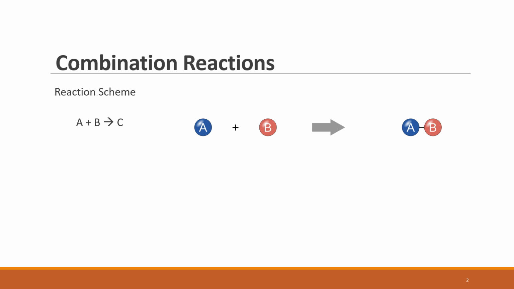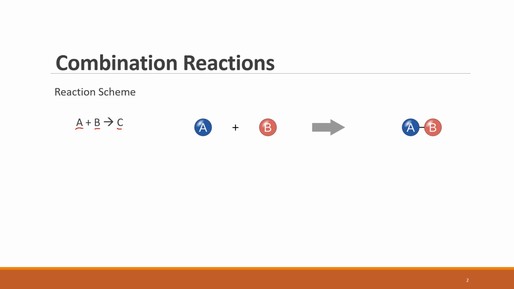The first one we're going to explore is combination reactions, also referred to as synthesis. So what exactly is a combination reaction? And how do you tell just by looking at the chemical equation itself? Well, combination reactions will have two or more reactants. So in the case of this reaction scheme, there's just two reactants represented by the letters A and B. Those two reactants combine, hence the term combination reaction, to form one product.